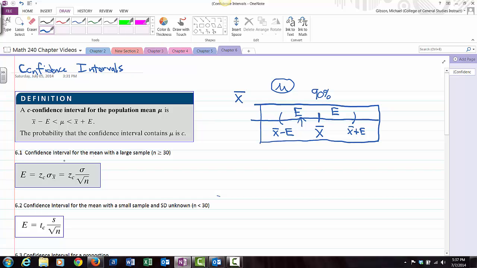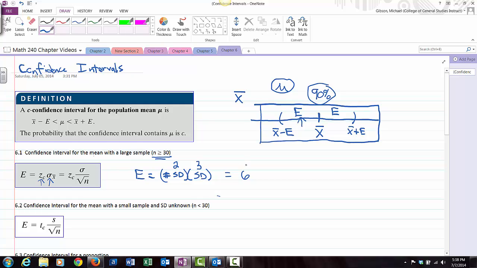Now, in 6.1, we're doing confidence intervals for the mean with a large sample, n bigger than or equal to 30. Okay? Now, in this case, we're able to use the normal distribution, all right? So our E is ZC times the standard deviation of the mean of the sample. In other words, E equals the number of standard deviations that match up with the confidence level you want, times the standard deviation itself, right? So if the standard deviation, for example, was 3, and you needed 2 standard deviations, E would be 6.